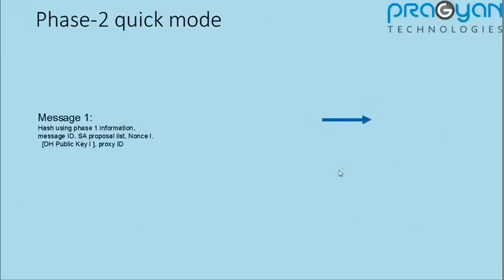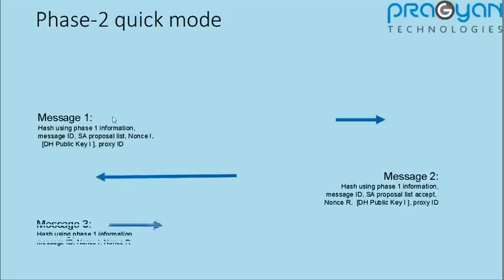Now we'll look at quick mode, which is your phase 2. So what happens in phase 2? Phase 2 has 3 messages. In the first message, again these are all encrypted, right? In the first message, the initiator is going to send the proposal list and a proxy ID. It might send a Diffie-Hellman key if you are using PFS, and then the responder is going to respond back with the accepted proposal with the proxy ID, and then message 3 is going to be confirmation. It's called an information message that both parties have been able to agree, and the tunnel is up, right?